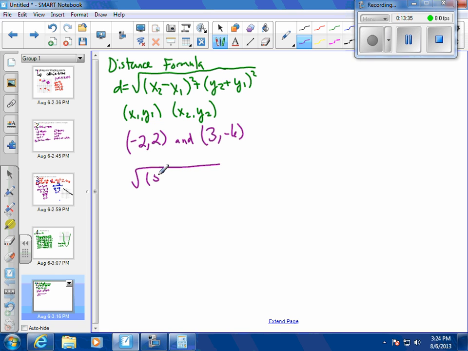I have 5 squared. The difference then between 2 and -6, the difference between 2 and 6 if I were on a number line is going to be 8. 8 squared. Then I'm going to square those things, and I will have 25.